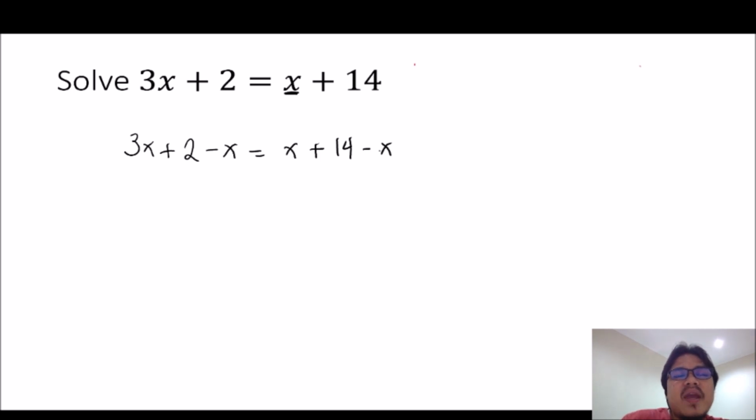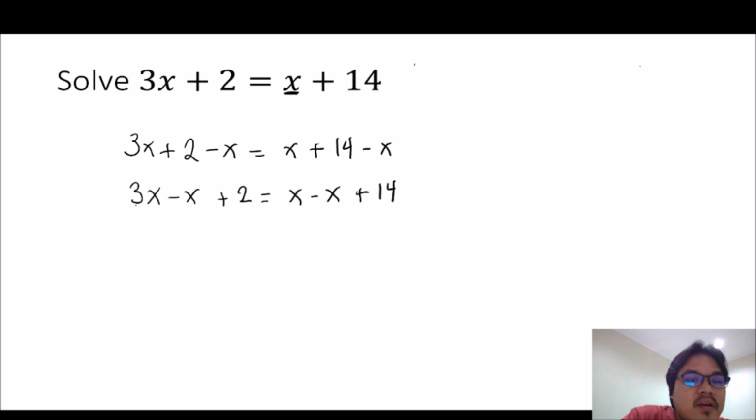Okay. So to make it easier, I'm going to put all like terms beside each other. So 3x minus x plus 2 equals x minus x plus 14. I'm doing this so that it is easy for you to combine the like terms. So 3x minus x are like terms. 3 minus 1 is 2. So it becomes 2x plus 2.